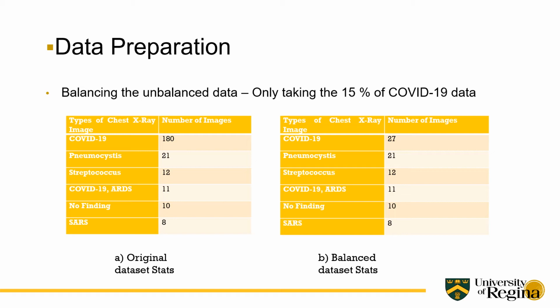So it can cause high bias. It can cause the model to predict with high bias. To overcome this, we have to balance the data. So we are going to take only 15% of COVID-19 images into the training data set, which we are going to talk about in the next slide.